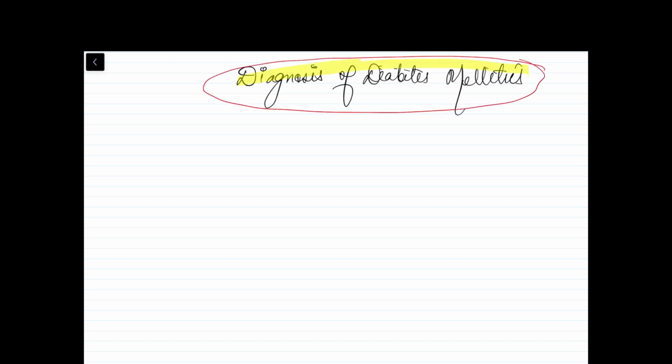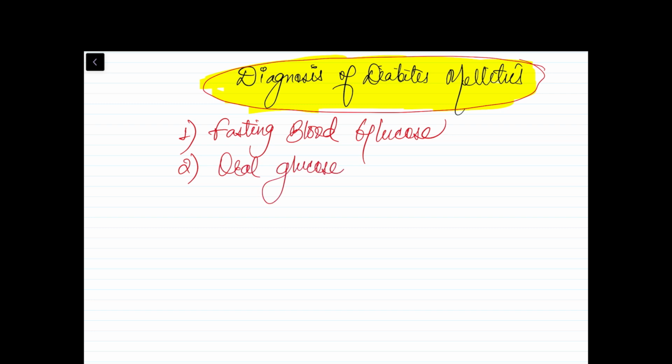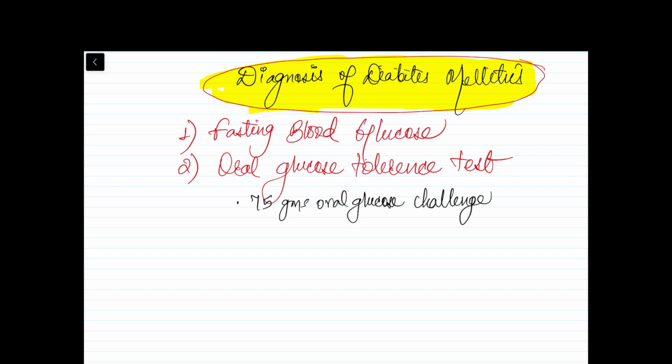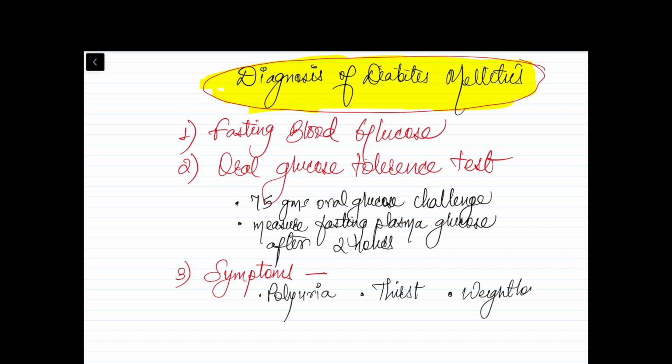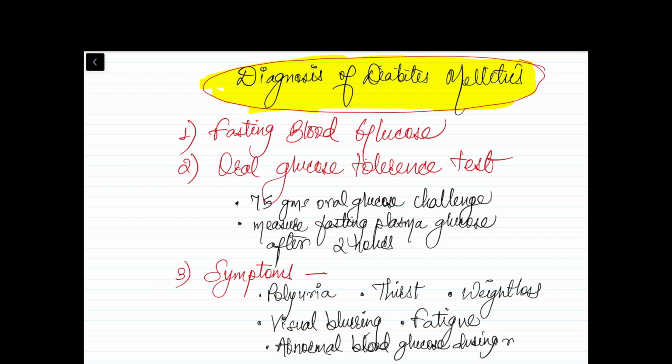So usually a common answer is by observing fasting blood glucose, which is of course the number one way to find out about diabetes. The second one is the oral glucose tolerance test, in which the patient is given 75 grams of oral glucose as a challenge, and then their plasma glucose is measured 2 hours after consuming that 75 grams of oral glucose. There are also a variety of symptoms that a patient with diabetes mellitus will show, for example polyuria, thirst, weight loss, visual blurring, fatigue, and abnormal blood glucose during a regular test, which was randomly observed, which can trigger diagnosis of diabetes mellitus.